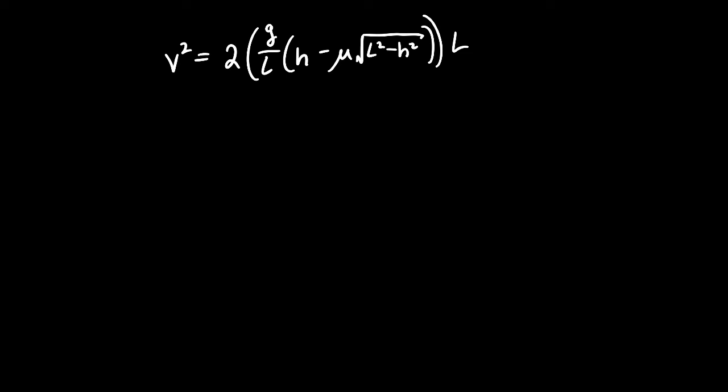Do you notice, though, that I have an L in the denominator here and an L in the numerator there? Everything in this parentheses is just a number, so I should be able to cancel those two L's out. Because I do know algebra, in fact, I'm darn tootin' good at it, I get 2g times (H minus mu times the square root of L squared minus H squared). How are we doing? I'm going to go ahead and distribute the 2g.